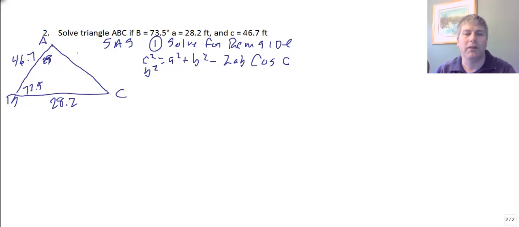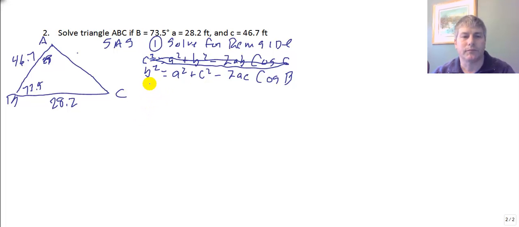So we use the B squared equals A squared plus C squared minus 2AC cosine B. That makes a little more sense. We're not going to use that one. Let's use the second one. So we'll be able to do this pretty quickly.